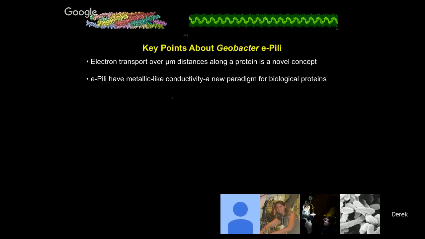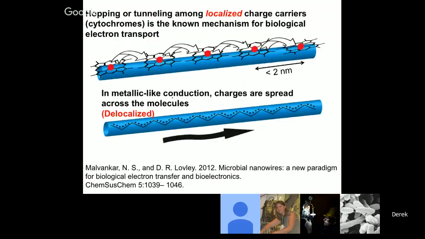Okay, another important point about the E-pili is that they have a type of conductivity that has never been seen in a biological protein, and this is metallic-like conductivity. So in typical biological electron transport, of course, you have discrete redox carriers, and if those carriers get close enough, typically less than 2 nanometers, the electrons can hop or tunnel from one molecule to another. Metallic conductivity is substantially different. Here, the electrons are delocalized along the material, and so if there's a potential difference across, in this case, the filament, there'll be electron flow in that direction.